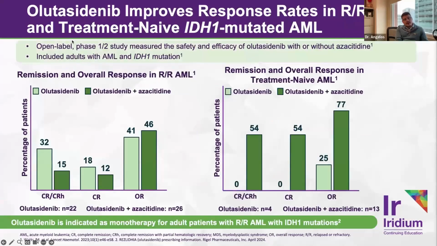There's been another kid on the block here, called olutasidenib, that was investigated here and published in 2023. A newer flavor of ivosidenib. The mechanistic properties of olutasidenib are just a little bit different from ivosidenib in the way it binds the IDH protein specifically and the way that it locks in the conformation of the protein. It's hypothesized that it might be a little bit more potent compared to ivosidenib.